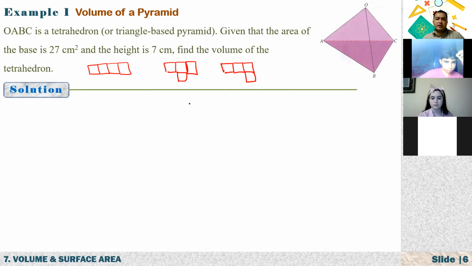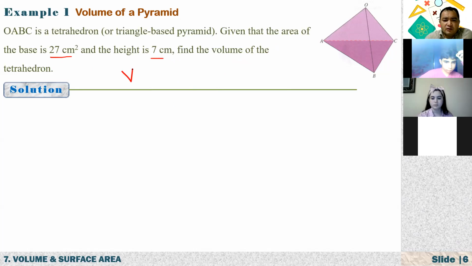So you have to combine them together to fill the gaps. Anyway, tetra means 4, and hedron means side, right? It has 4 sides. A triangle-based pyramid. Given that the area of the base is 27 centimeters squared and the height is 7 centimeters, find the volume of the tetrahedron. Usually, for this kind of solid, how do you find the volume? It's simply base area times height, right? So the volume is equal to base area times height.